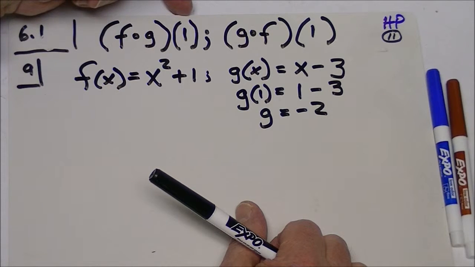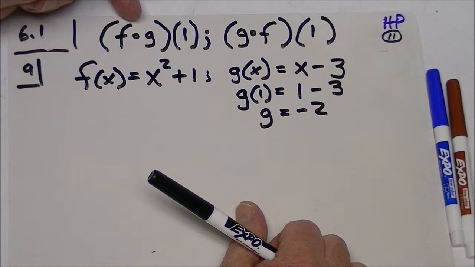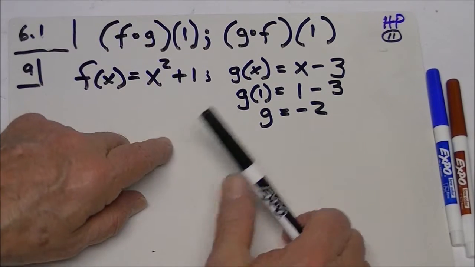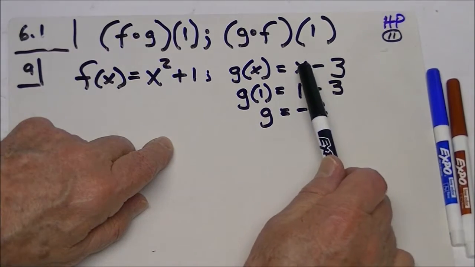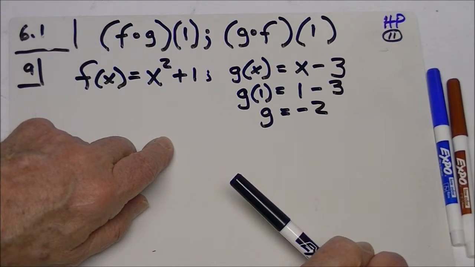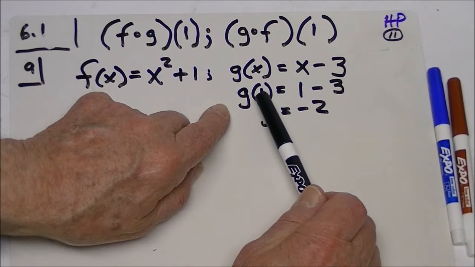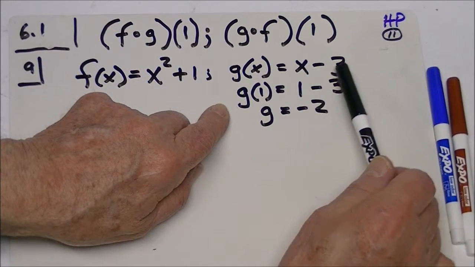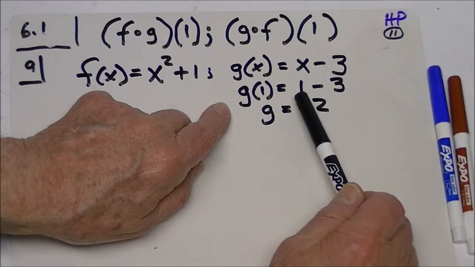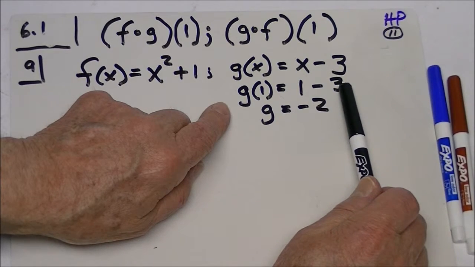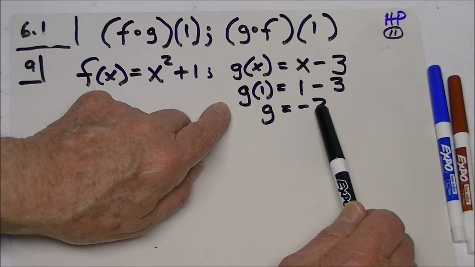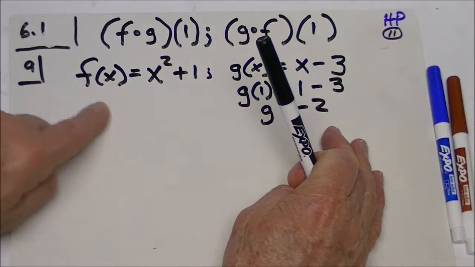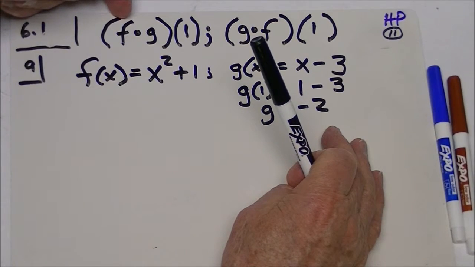Well, we take our 1, and since this is a function of g, we go to the g function first, and where there's an x, we put a 1. So I've just shown that here, where our x will be 1, and where the x is in the statement, we put a 1. So 1 minus 3 is negative 2. So we now have our g function that we're now going to bring into our f function.